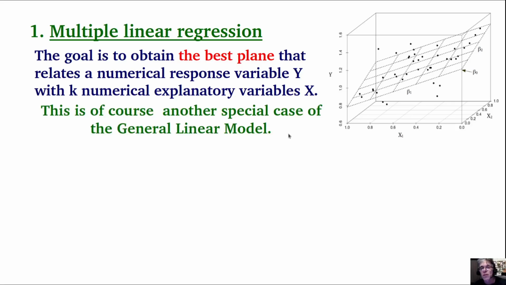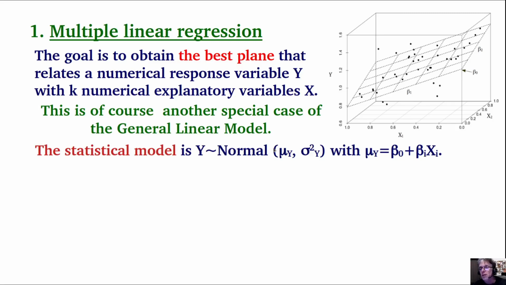So this is, of course, another special case of the general linear model, or if you wish, it's a generalization of the simple linear regression, which is the same thing. So the statistical model, again, is that the response variable has a normal distribution with a given mean and a given variance, and the mean is linearly related by this equation, with the beta i corresponding to the partial slopes and the explanatory variables xi.